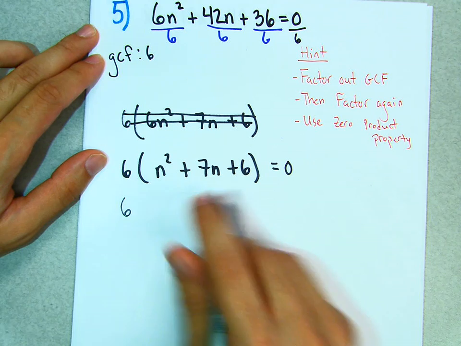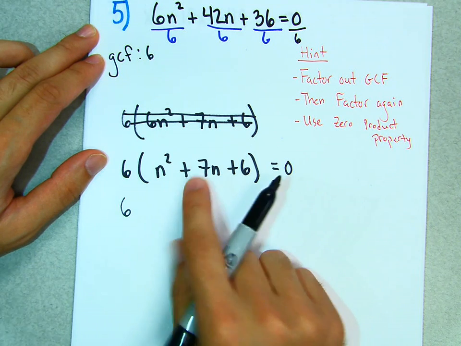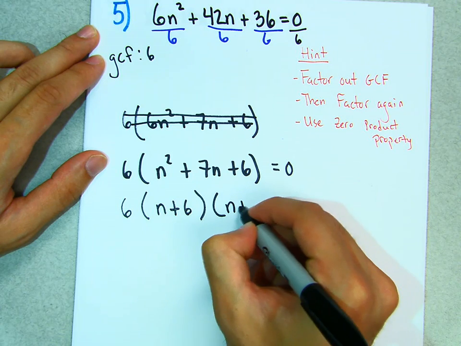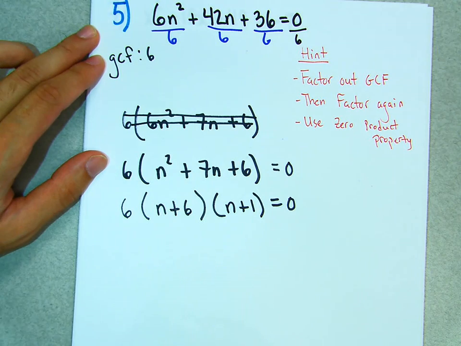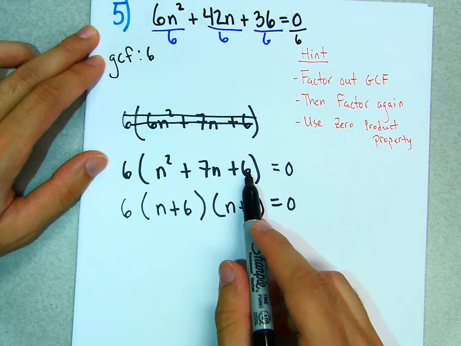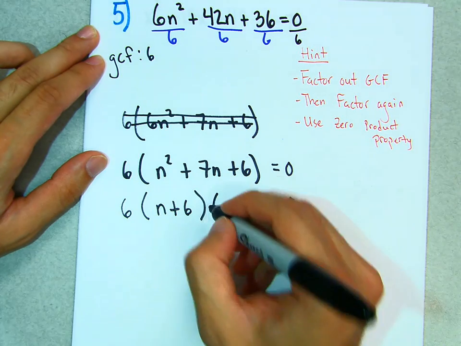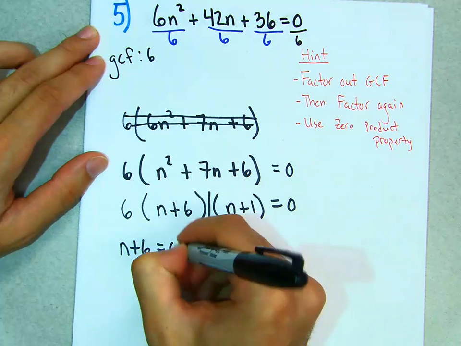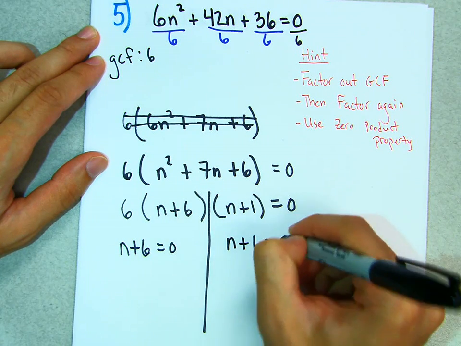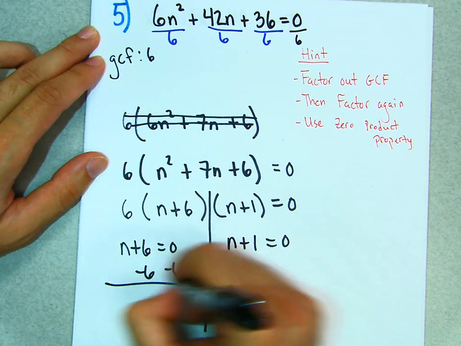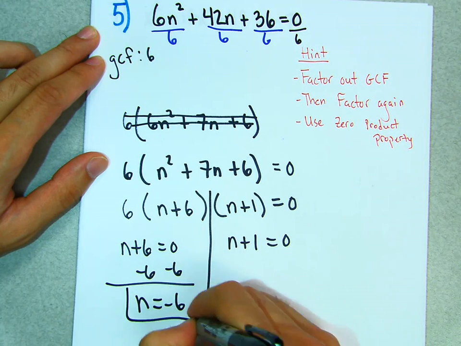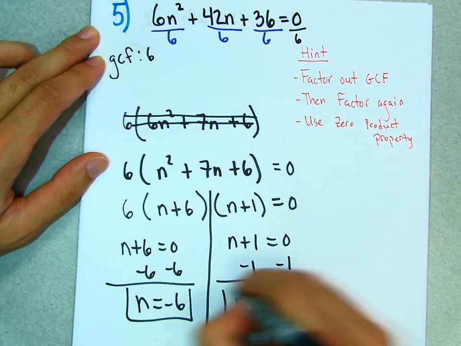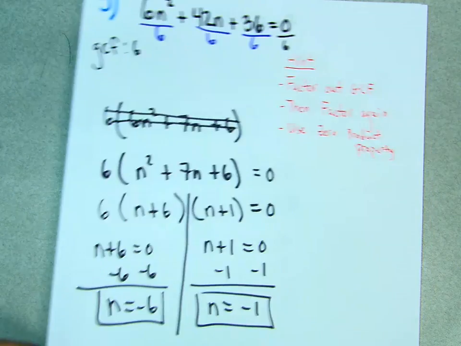And now here, you factor again. So this is 6 times, what two numbers when you multiply give you 6, but when you add give you 7? It should be n plus 6, n plus 1 equals 0, because 6 times 1 is 6, 6 plus 1 is 7. And then zero product property: n plus 6 is equal to 0, n plus 1 is equal to 0. Minus 6, n is equal to minus 6. Minus 1, n is equal to minus 1. Easy peasy.